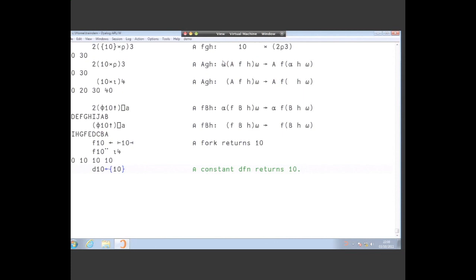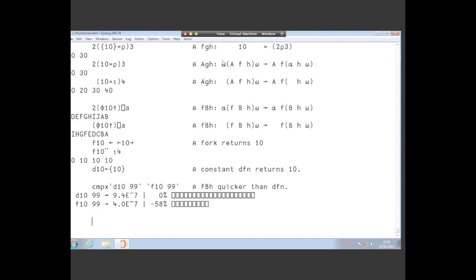Here's the equivalent dphen, and I think I have a timing. This is a boast. Last time I gave this presentation, I came unstuck with this because it wasn't faster. Let me explain. The CMPX function is from the dphen's workspace, and what it does is take a number of expressions in quotes, and it runs them a number of times until a second or something has passed, and then it divides by the number of times in the loop to give you a timing. So the first expression took 0.94 microseconds, 94 times 10 to the negative 7 to run, and the fork one only took 4, so the fork one was 58% quicker than the dphen.